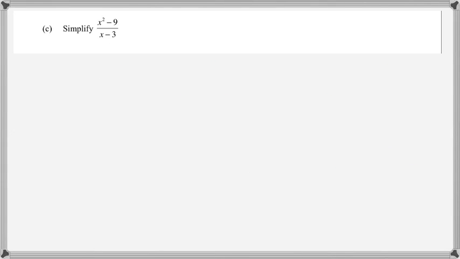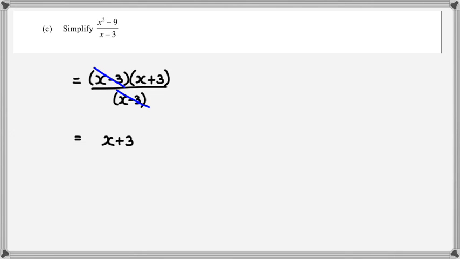It's a nice little simplifying skills question. Hallelujah. So we've got x squared minus 9 divided by x minus 3. Straight up, factorize the top: we've got x minus 3 and x plus 3, and in the denominator we've got x minus 3. So cancel out the two common factors, and your final answer should be x plus 3. Nice and simple. All right, moving on to the next question.